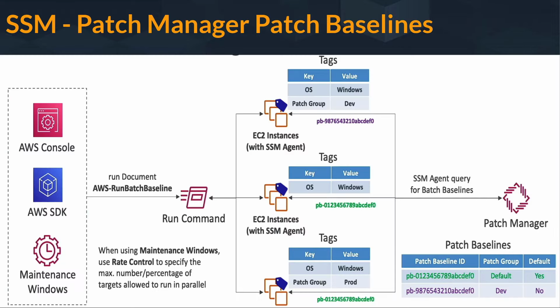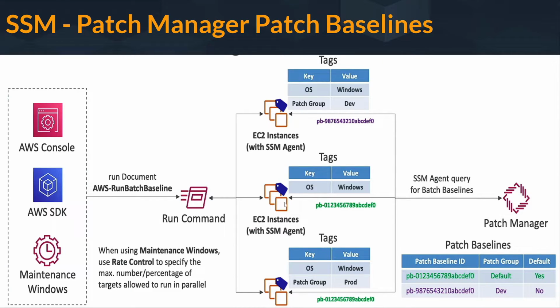And let's see with a picture. Suppose there are three EC2 instances which are running with the SSM agent, and they have tags. For the first instance, the key is OS, the value is Windows, and the Patch Group tag is dev. For the second instance, the key is OS, the value is Windows. For the third instance, the key is OS, the value is Windows, the tag key is Patch Group, and the value is prod.